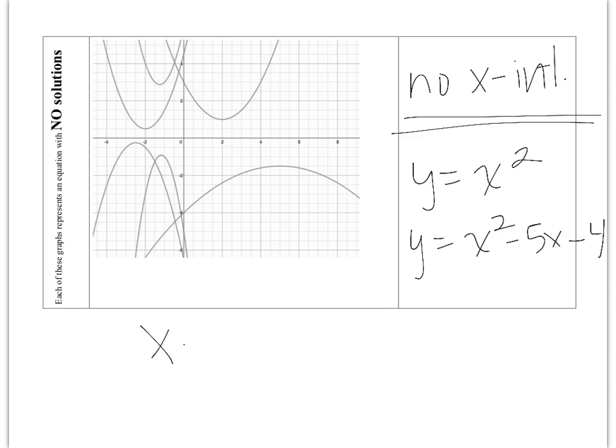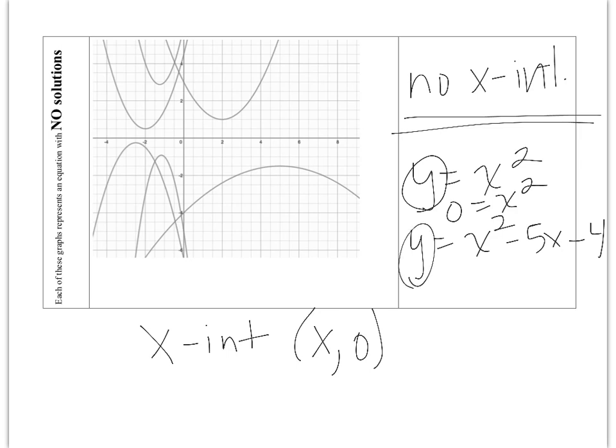When we're talking about x-intercepts, they are the value of x when y is equal to 0. So if I took this equation and replaced the y with 0, what I have is the equation 0 equals x squared. Then I could solve that equation for x, and I would have the x-intercepts. Here, if I replace y with 0, I would have 0 equals x squared minus 5x minus 4, right? And you know how to solve this equation.